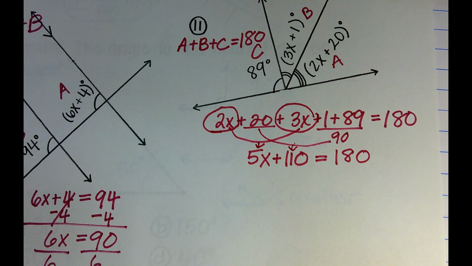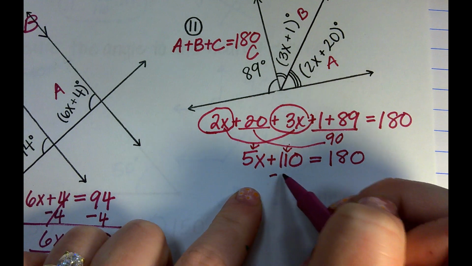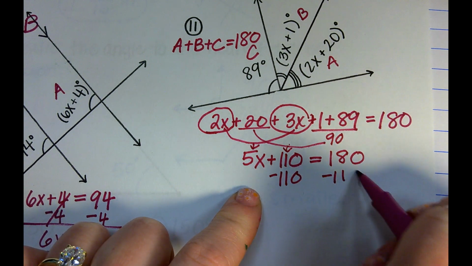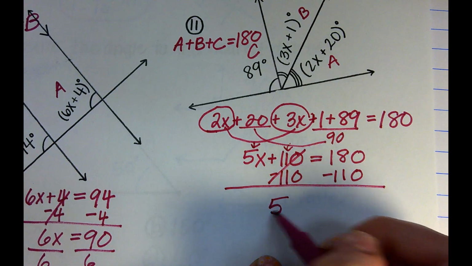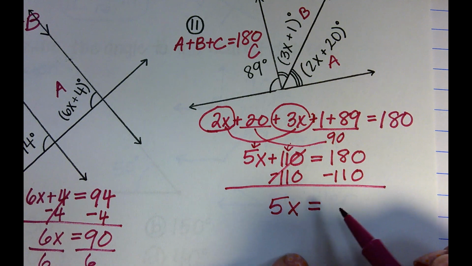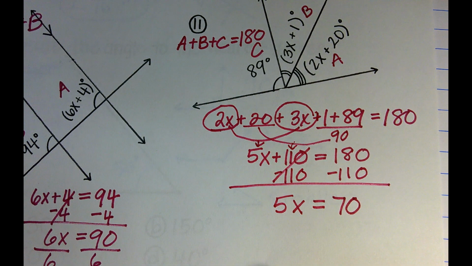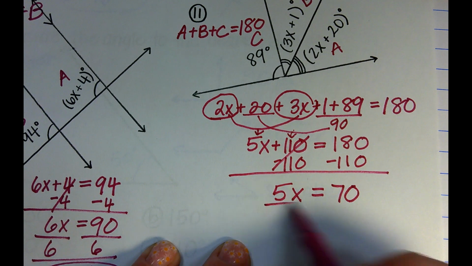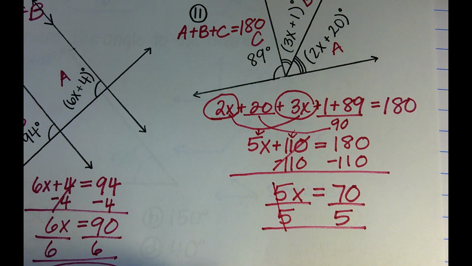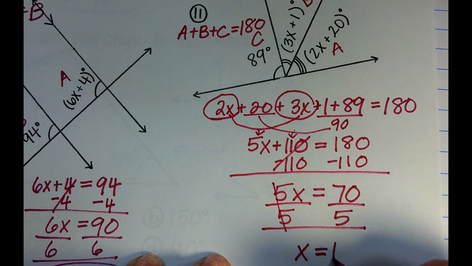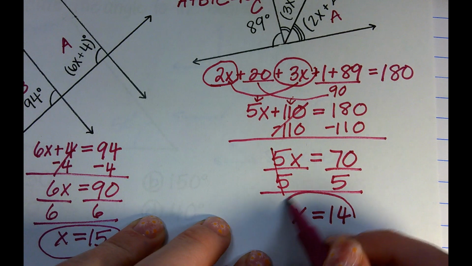Okay, and we're back to a two-step equation. Back to the basics. Subtract 110 from both sides. 5x equals 180 minus 110, that's 70. Last step, just divide by 5. X equals 14. You guys, we took the whole thing.